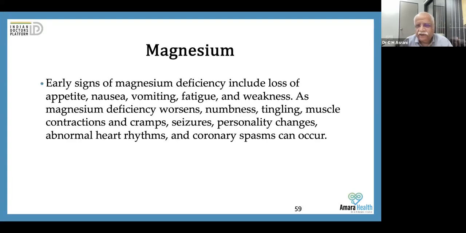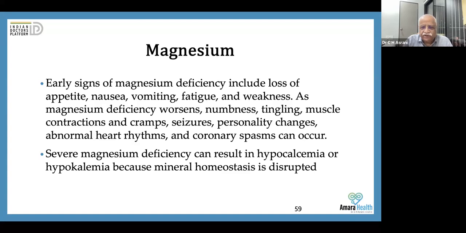Early signs of magnesium deficiency are vague. They're nothing specific: loss of appetite, nausea, vomiting, fatigue, weakness. As magnesium deficiency worsens, numbness, tingling, muscle contractions, cramps, seizures, altered sensorium, personality changes, abnormal heart rhythms, arrhythmias, and coronary spasms can occur.